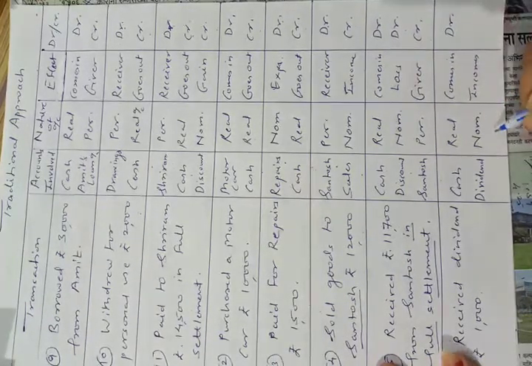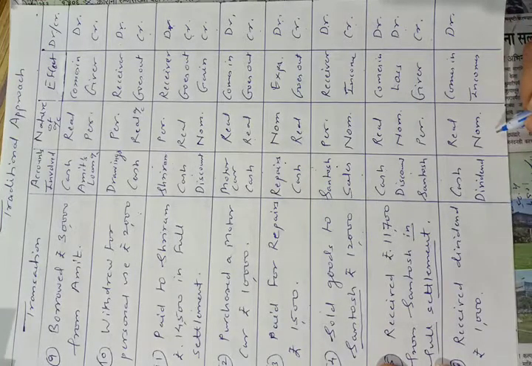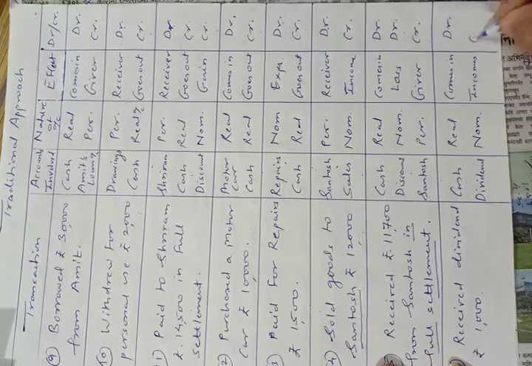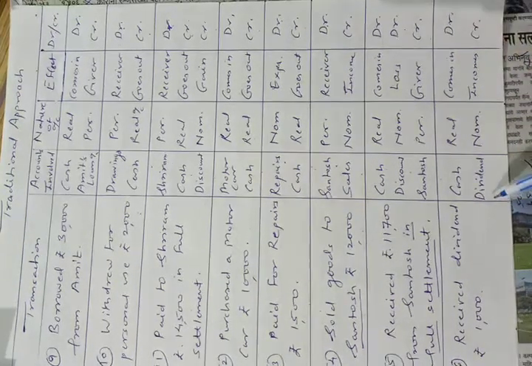And rule of nominal account says that debit all expenses and losses, credit all gains and incomes. As it is income, this account will be credited. So in this transaction, cash account will be debited by rupees 1,000 and this dividend account will be credited by rupees 1,000.